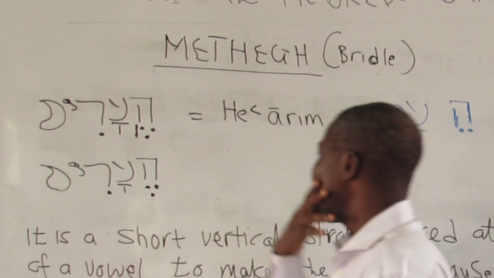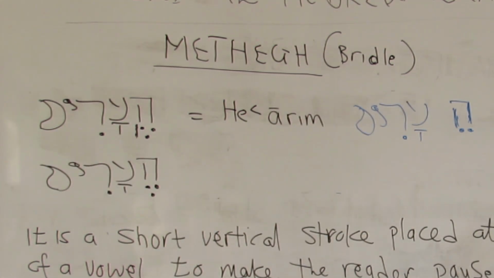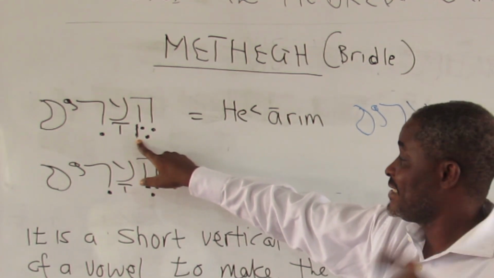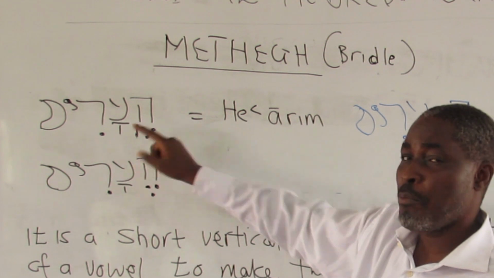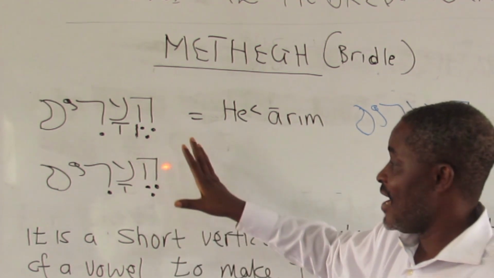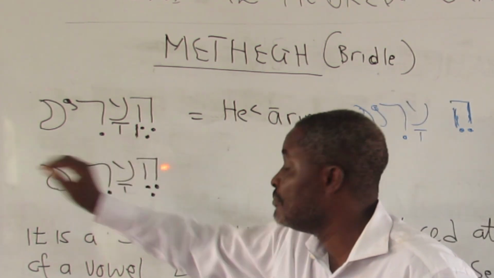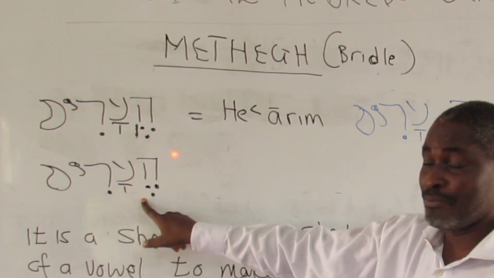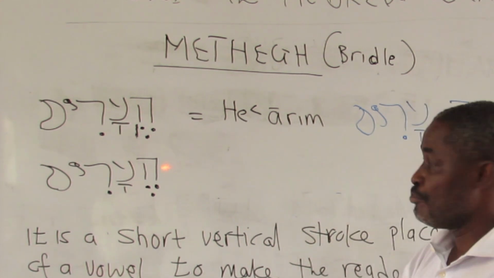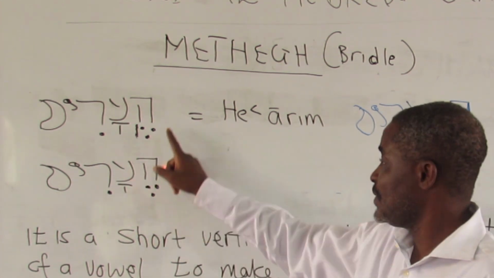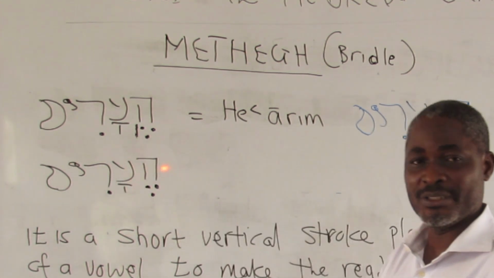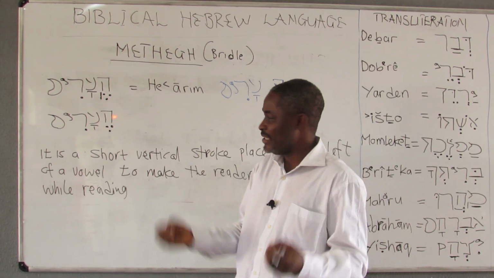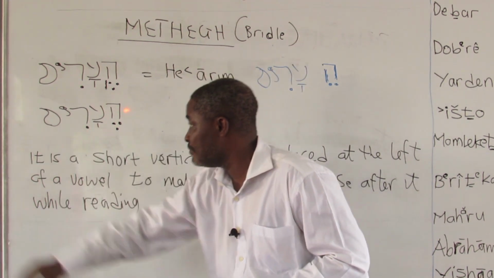Like you have arim. Now, naturally, it should have been arim. But because you have this vertical stroke, it is demanded that you have to pause after this vowel. But under it, where the vertical stroke is not appearing, the same word, the vertical stroke puts a difference between this one and the other. And Methegh only has to do with pronunciation as you read. So this one is read eharim.